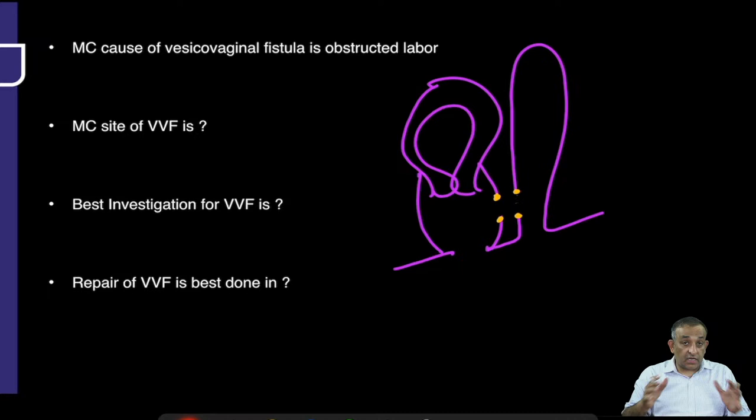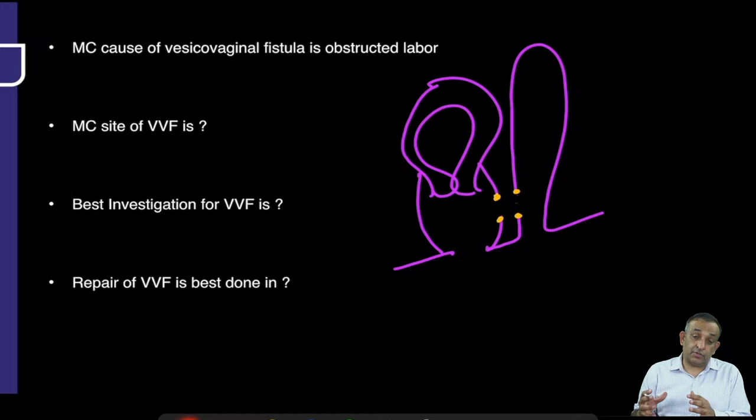You wait. See, secondary intention. This is the principle of healing, in your path book, I meant to say. In your path book, they teach you that secondary intention takes long. So let at least 3 months pass so that there's a good scar tissue formed.